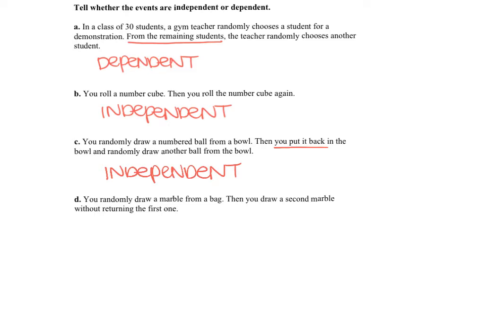D, however, says you randomly draw a marble from a bag. Then you draw a second marble without returning the first one. So these are dependent. We don't know how many marbles are in the bag, so we can't calculate the probability, but we know if, let's say, there were 10 marbles in the bag to start, that after you draw the first marble, there are only 9 marbles left, and so therefore it would affect that second probability of that event, and so these are dependent.